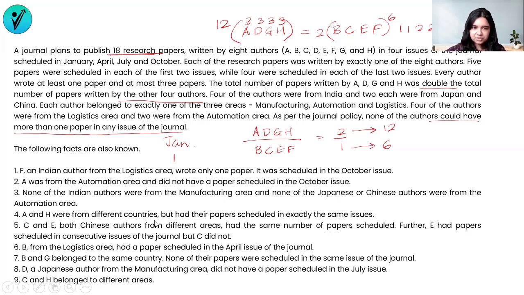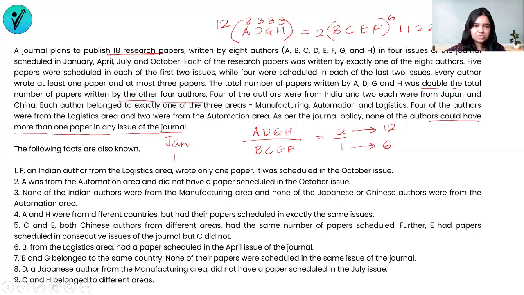A and H were from different countries, but had their papers scheduled in exactly the same issues. C and E, both Chinese authors from different areas, had the same number of papers scheduled. Further, E had papers scheduled in consecutive issues of the journal, but C did not. This actually tells us a lot, but we'll come to that in a bit again. B from the logistics area had a paper scheduled in the April issue of the journal. B and G belong to the same country. None of their papers were scheduled in the same issue of the journal. D, a Japanese author from the manufacturing area, did not have a paper scheduled in the July issue.